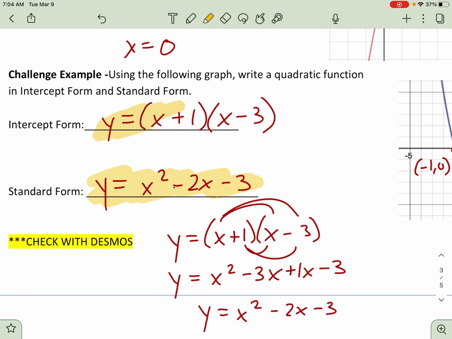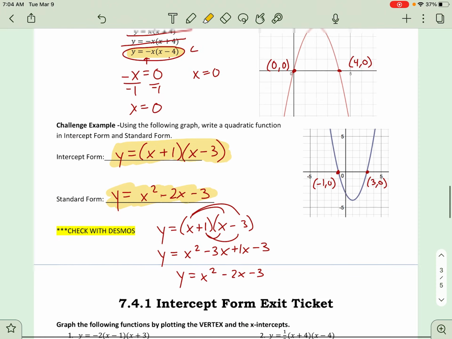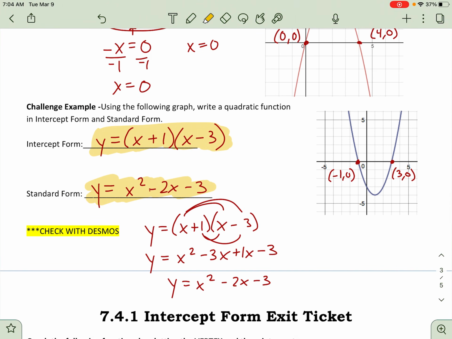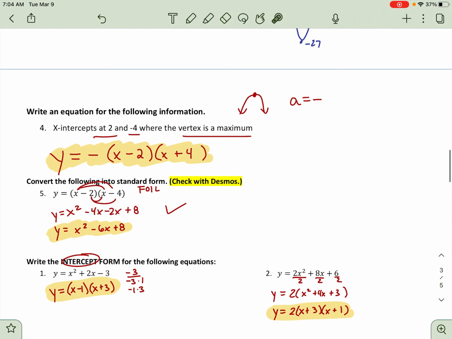We worked on standard form so far this week. Intercept form is what's new today, where you're just looking at the intercepts. Okay, hopefully this video made sense for you. If it didn't, maybe pause and go back, pause it in certain spots, retry it a little bit, and then let me know if you have any questions, okay?